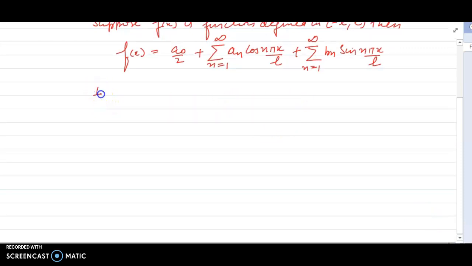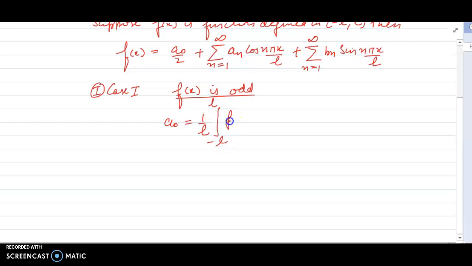Now in this case, I will discuss two cases. One of the case, if f x is odd, what will happen to the values of a0, an and bn? Now we know a0 is given by 1 by L integral from minus L to L f x dx.